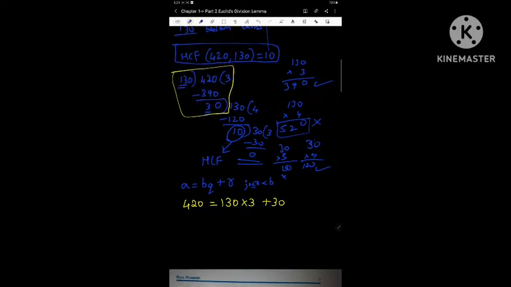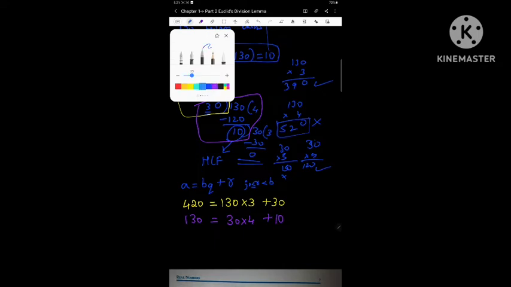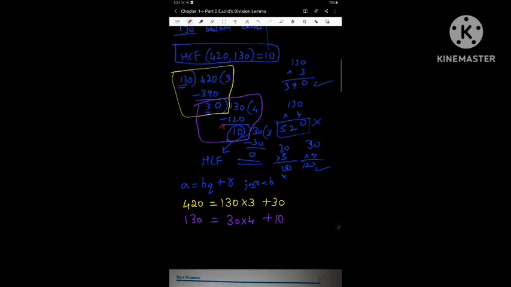The second stage is 130 equals 30 into 4 plus 10. And the final stage is 30 equals 10 into 3 plus 0, because here the remainder becomes 0. These are the 3 steps in which we solve this problem.